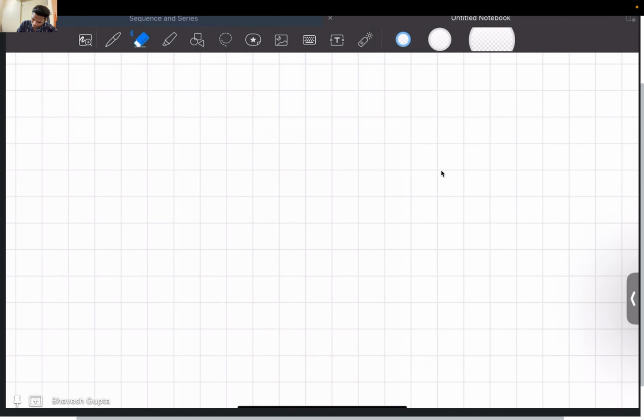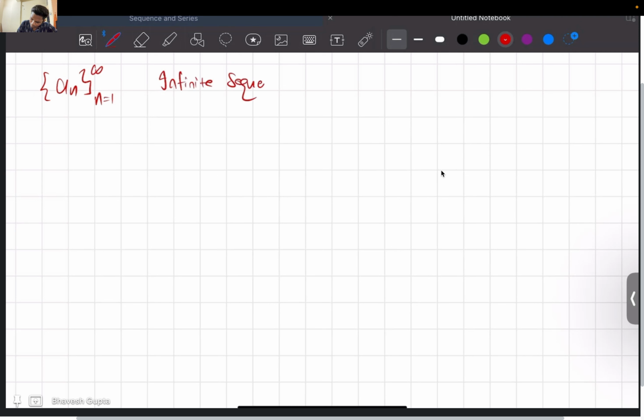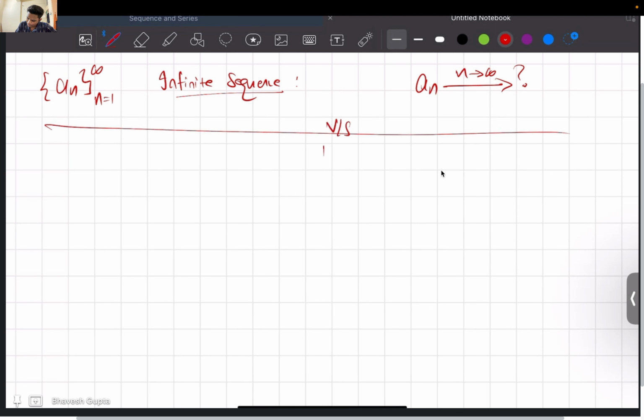So the idea is that when we talk about a sequence, this a_n represents something that starts from some n and possibly might go to infinity. I'm considering an example of an infinite sequence, and I'm trying to understand what happens to this. If I want to compare this with the limits we studied before, they are exactly the same thing.